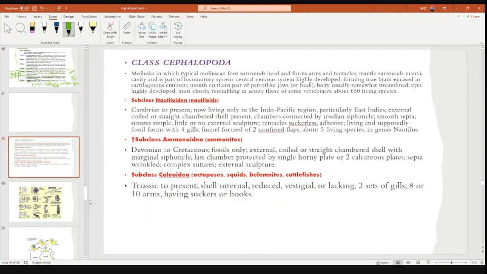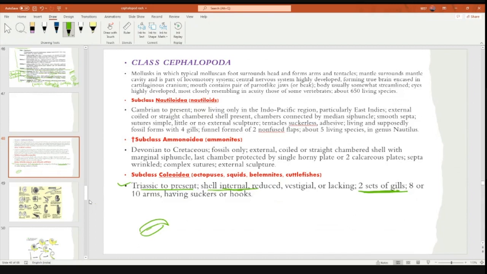So these are Triassic to present. Their age is Triassic to present. And the shells are internal. You have to remember this. Octopus has no external shell, squid has no external shell, but the shells are internal, inside them. And one more thing, they have sets of two gills. Example, Coeloidea we saw, Dibranchia, which has two sets of gills.